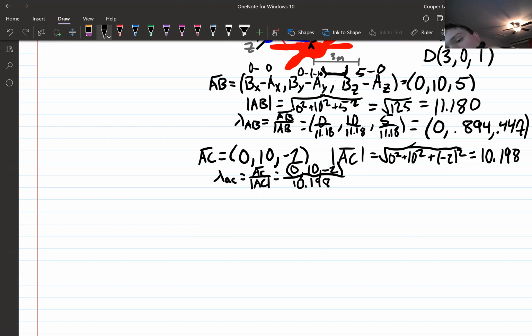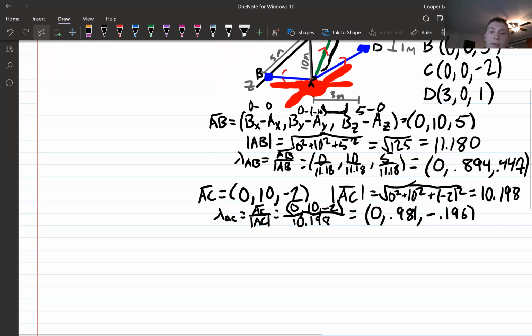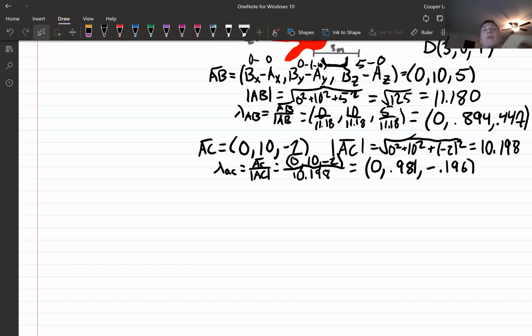But when I do this, I end up getting 0, comma 0.981, comma negative, because we have the negative 2 there, 0.196. So given that that's my lambda value for here, I'm now going to calculate out my last lambda that I need.